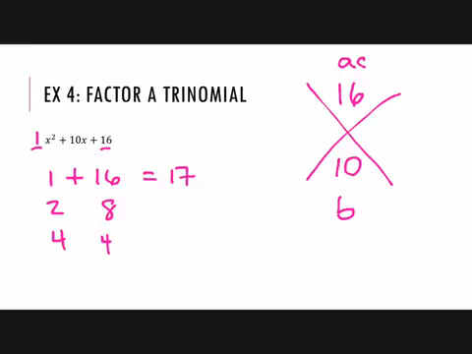Okay, so then I need to add these up and see which one gives me 10. And only one of these works. Okay, we have 2 plus 8 is 10, and 2 times 8 equals 16.